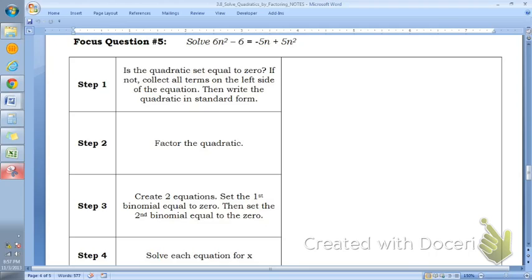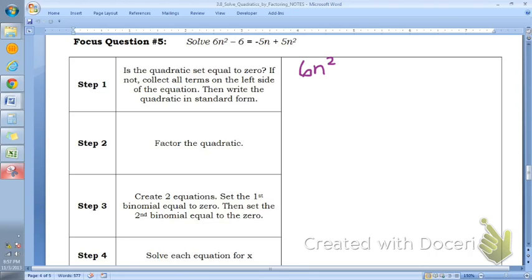Focus question 5 is very similar to the last question we just had. So if you want to try pushing pause and seeing how far you can get with it, then push play and see if you get the same answer that I get. Okay, here we're ready to begin. You had a chance to try doing it on your own.